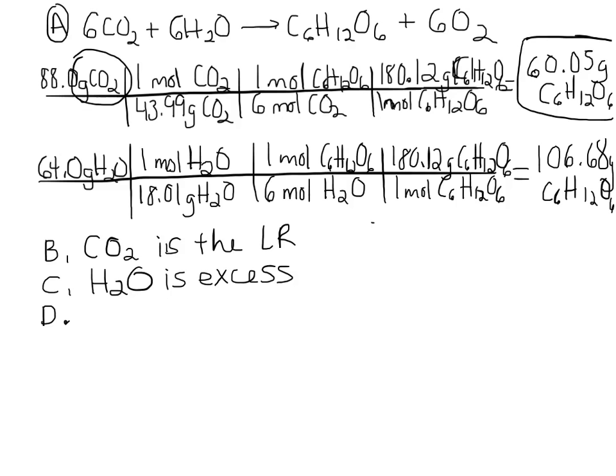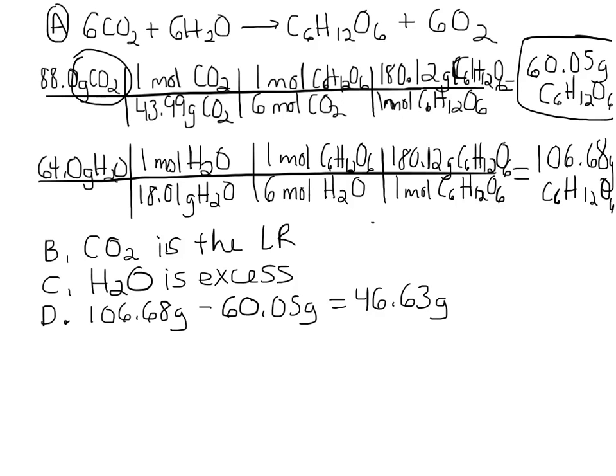The first thing you have to do is use your two products, which is 106.68 grams of glucose, and subtract it from 60.05 grams of glucose. And when you do that, you get 46.63 grams of glucose. And so you might be thinking, oh, I want to stop there.